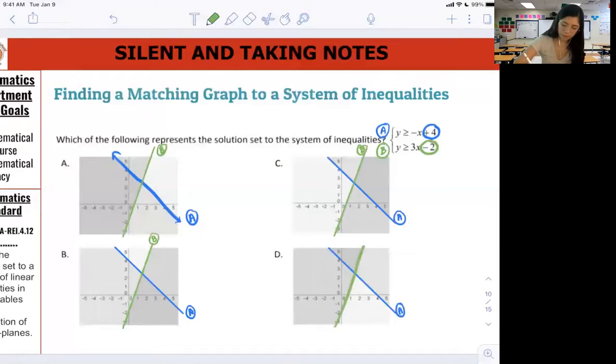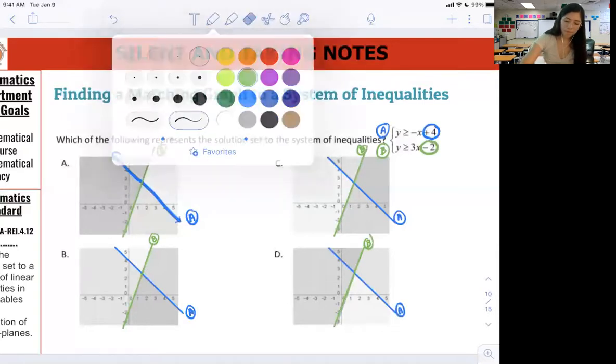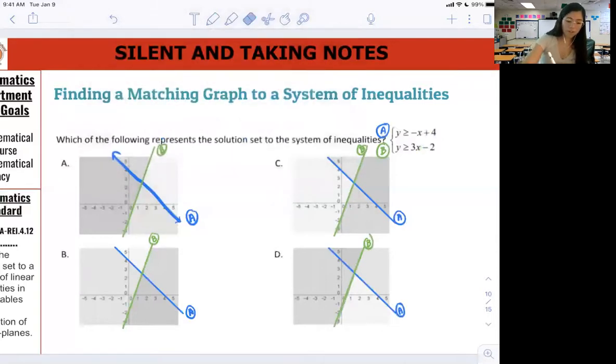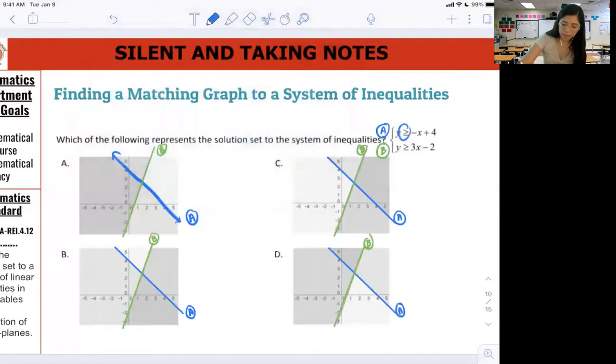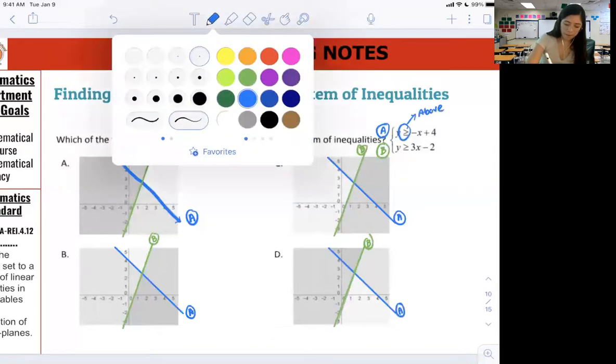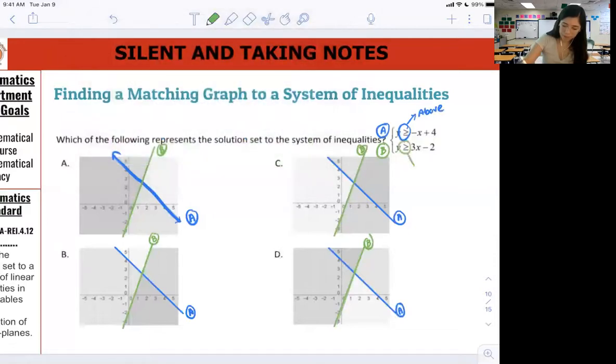And then what about B? Also above, right? Both of them should be shaded above. So what we need to find, so let me just write this down. Above and above. We're trying to find which answer choice shows us the safe zone being above both lines.